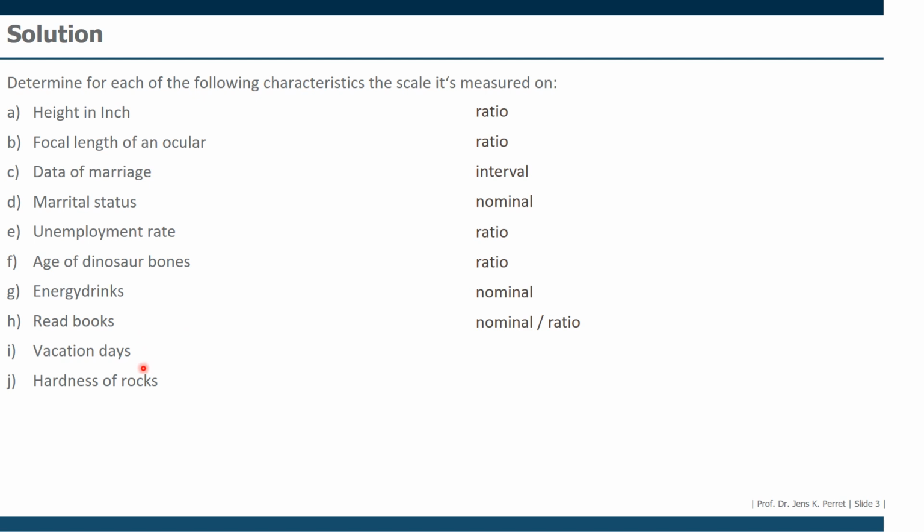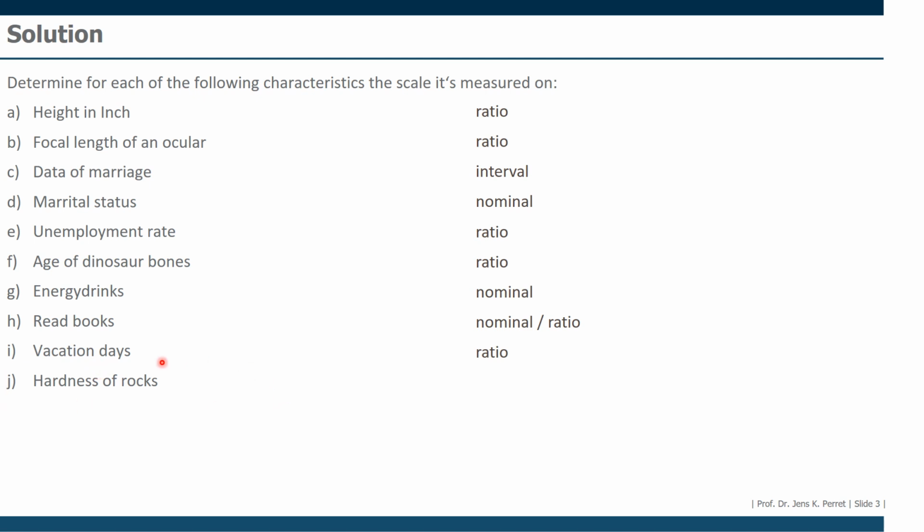Then I have vacation days. Similarly to before, it's not possible to get like -2 vacation days. And I can still say, well, I have twice as much or I have 8 more. So everything I need for a ratio scaled variable is given. So that's ratio as well.